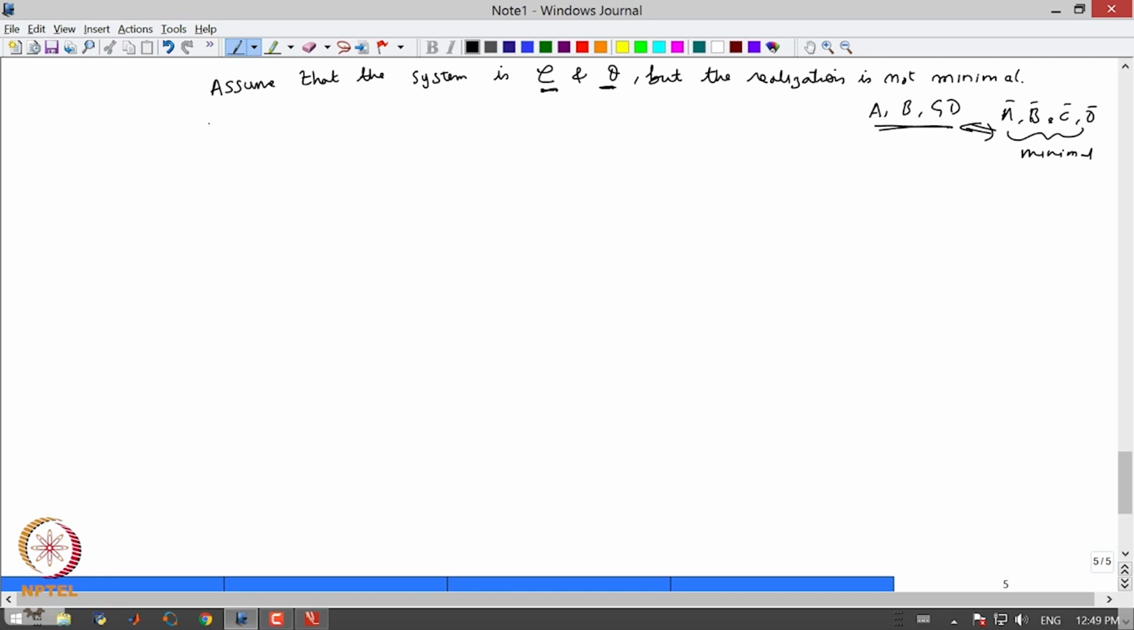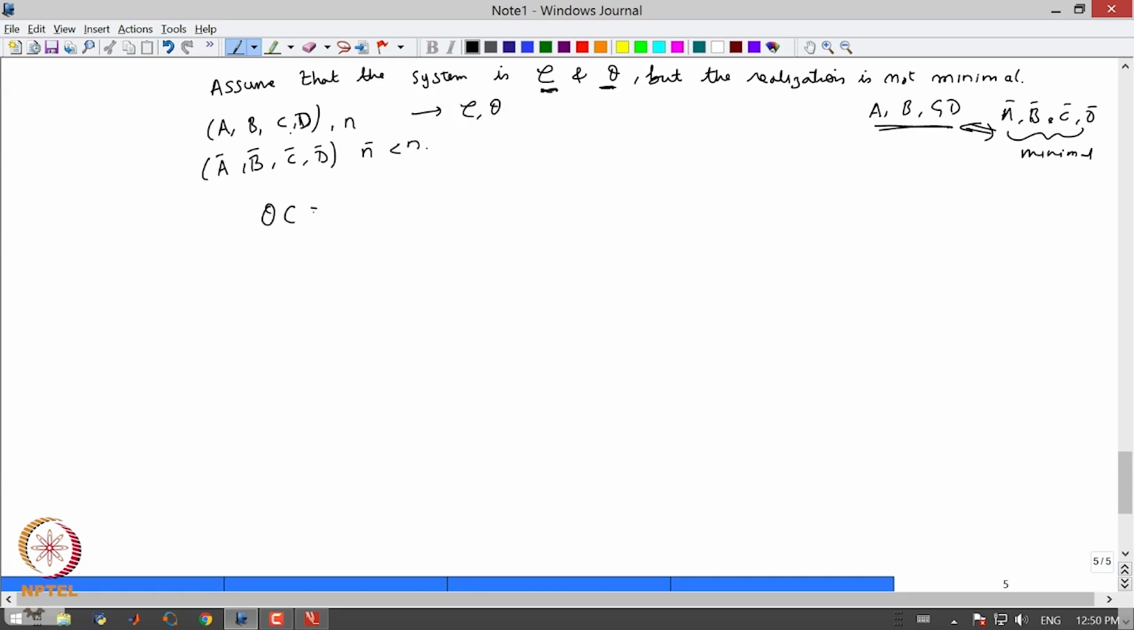So this is the minimal realization with some dimension n. Assume that this is not the minimal realization. That's what we prove by contradiction. The system is controllable and observable, but this realization is not minimal, which means there exists another realization A bar, B bar, C bar, D bar, which has dimension n bar which is less than n.